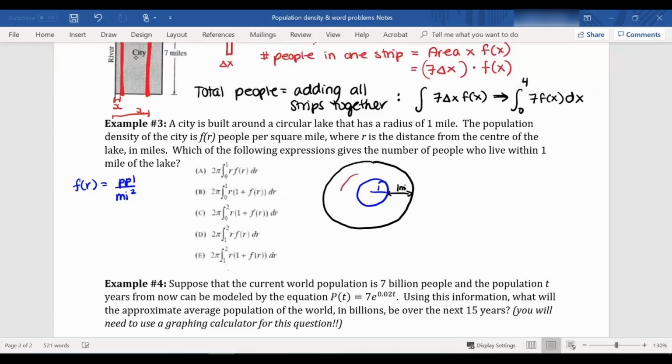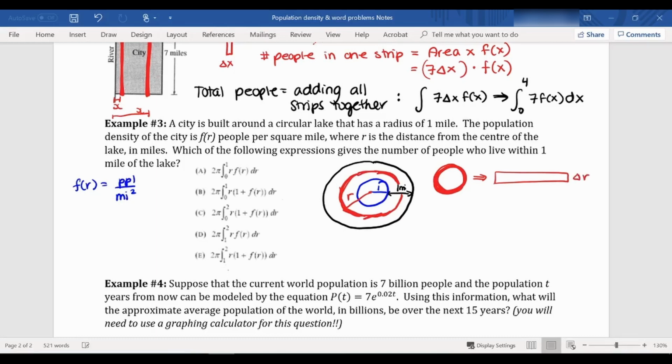And so basically, you're looking for circles that I'm going to add up together. So one of these circles is what we're trying to add up. If I change this so that this becomes a strip, the distance from the center of the lake out to the outside would be some distance r. And the thickness between this r and the next circle outwards would be delta r.